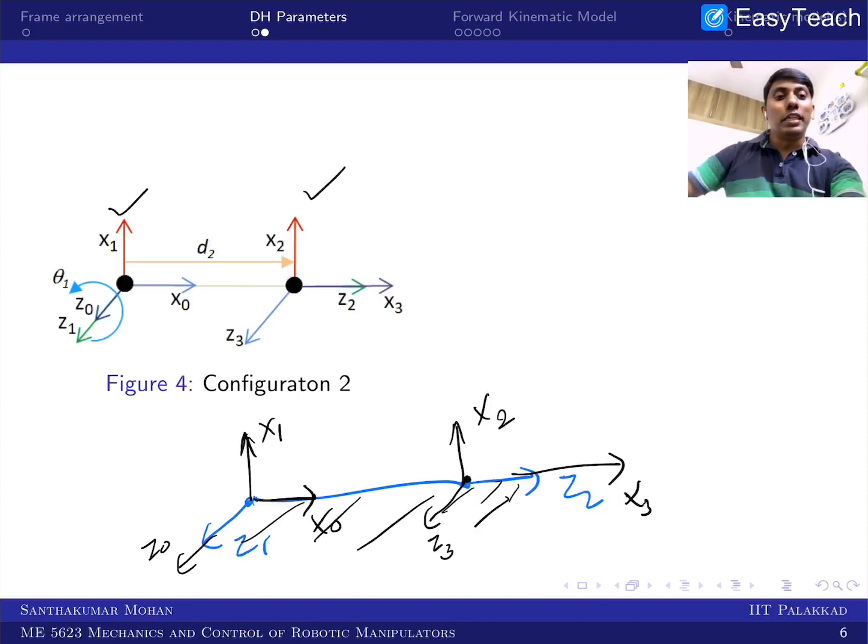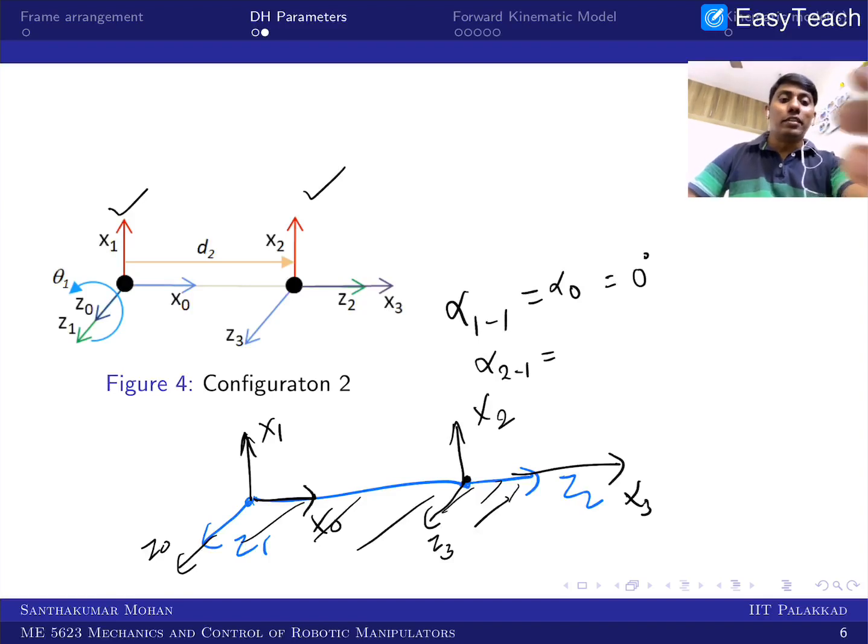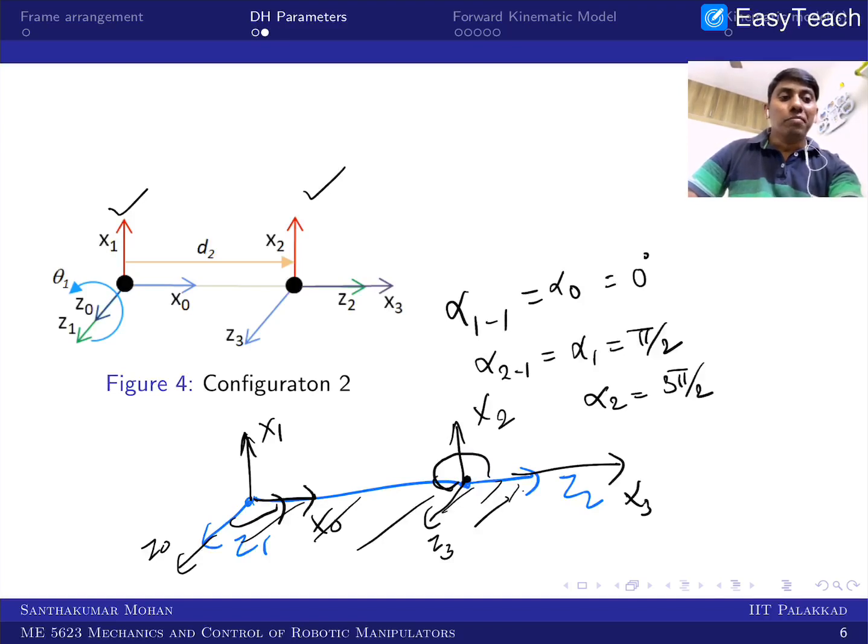In that sense, you can see alpha 0, which is alpha 1 minus 1. Here there is no angle, that is 0 degrees. What is alpha 2 minus 1, that you can see here. z2 and z1 are 90 degrees apart, and this is the rotation. You can see alpha 1 is pi by 2. And when you see z2 and z3, this is the positive rotation, in the sense alpha 2 is 3 pi by 2. Similarly, a0 is 0, a1 is 0, and a2 is also 0.